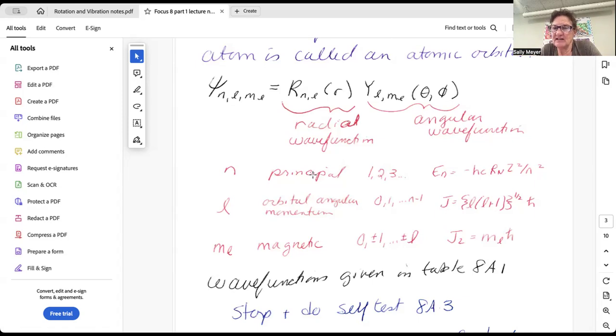So you can use the L value to get the angular momentum. So J, which is angular momentum, is equal to L times L plus 1, all of that to the 1/2, times h bar. So that could give you the angular momentum. And then M sub L is called the magnetic quantum number, because it tells you something about the orientation of the angular momentum. So it's giving you the projection of the angular momentum around the z-axis, and that allows you to think about the magnetic moment.